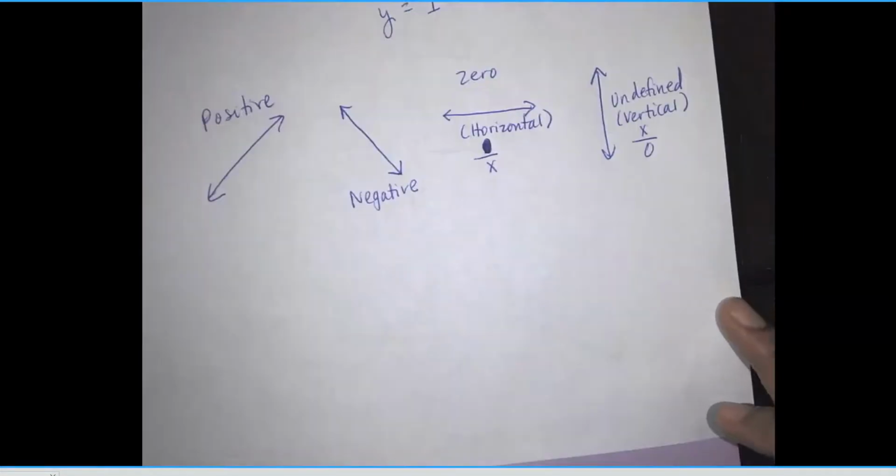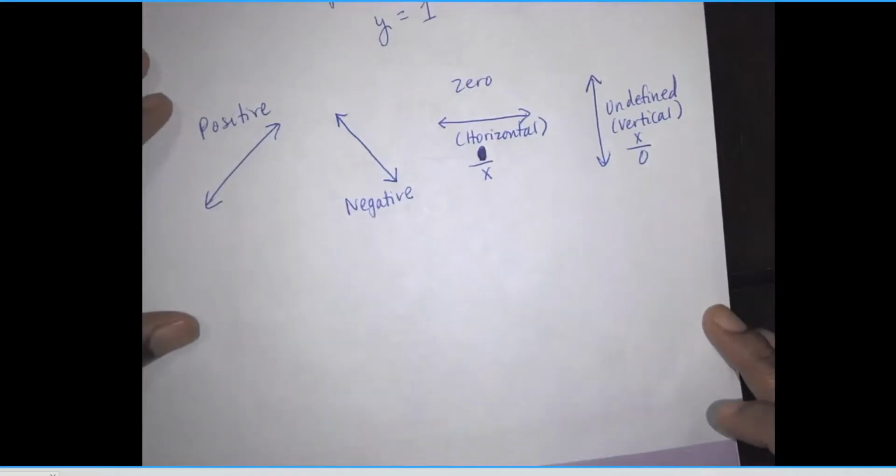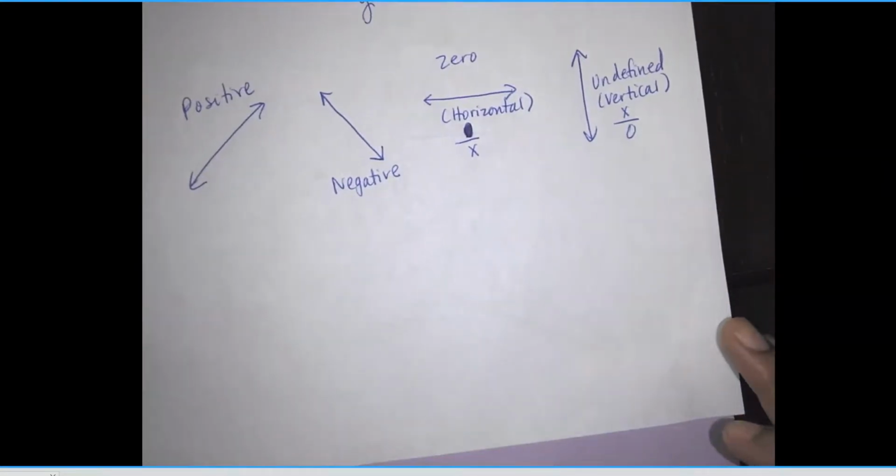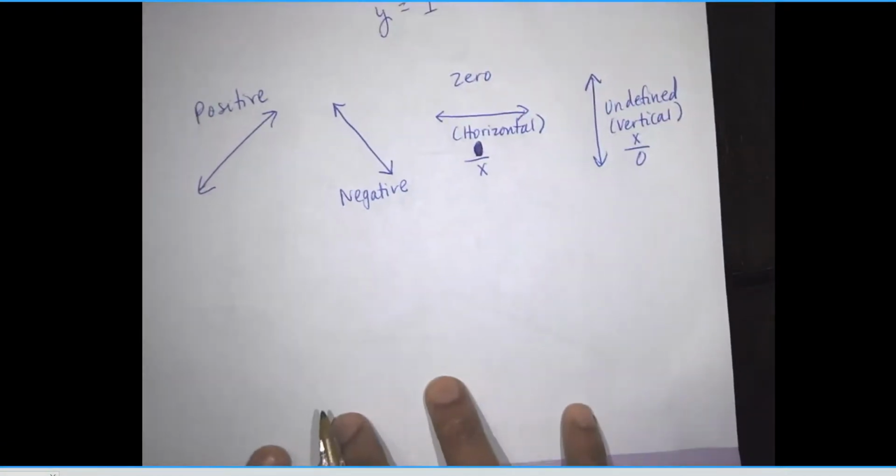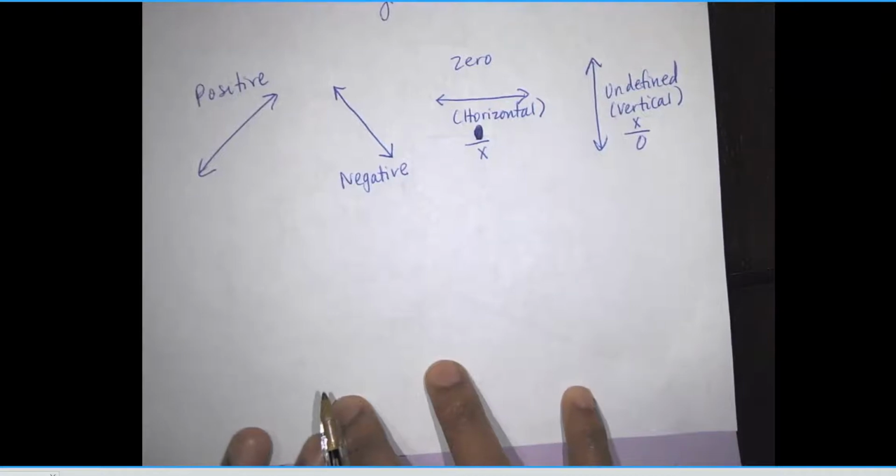All right, we're back. I'm using the bottom of a piece of paper, so that information above is from something else. Okay, so here are the different ways that we can have different slopes.